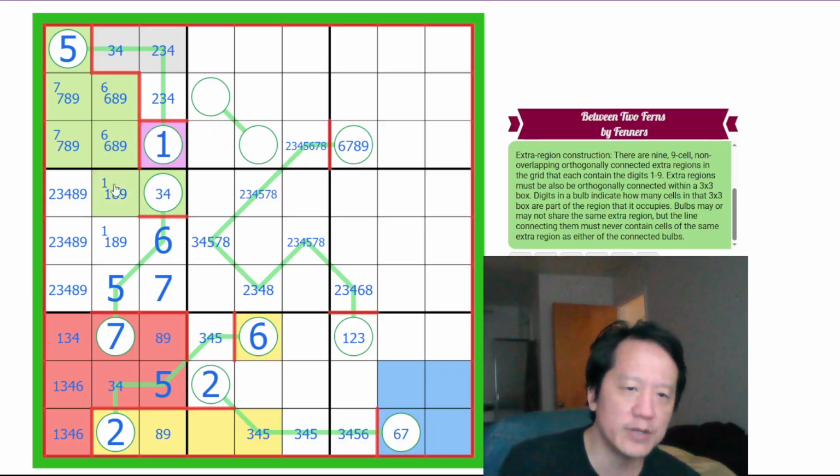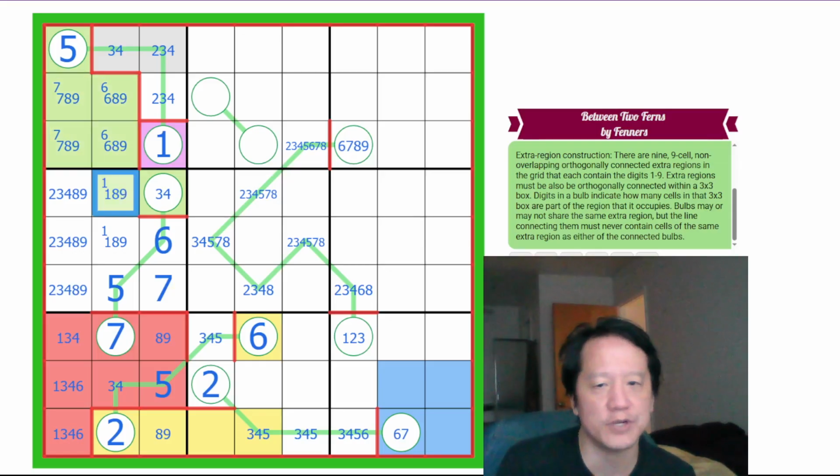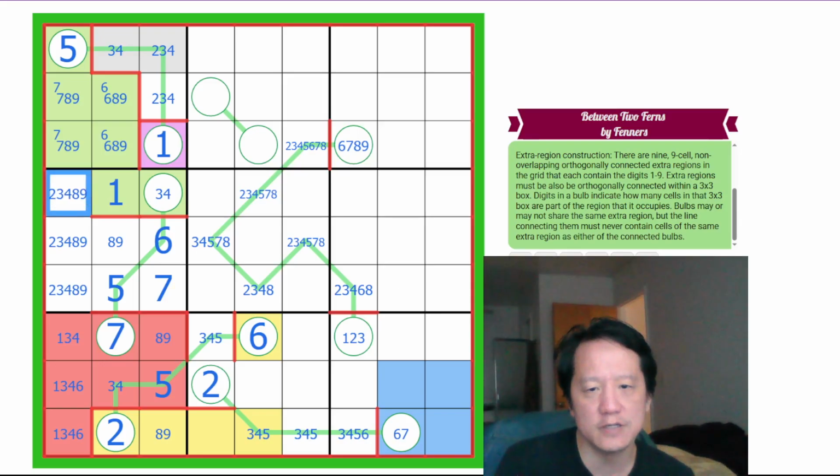So this cannot be 8 or 9 because 6, 7, 8, 9 is already all part of green. So this must be 1, which means this can't be 1 here. This is not part of that region then. So this cannot be 8 or 9. So green has to go at least to here. And then it could go to here or it could go to here. This can't be 8 or 9 for the same reasoning.